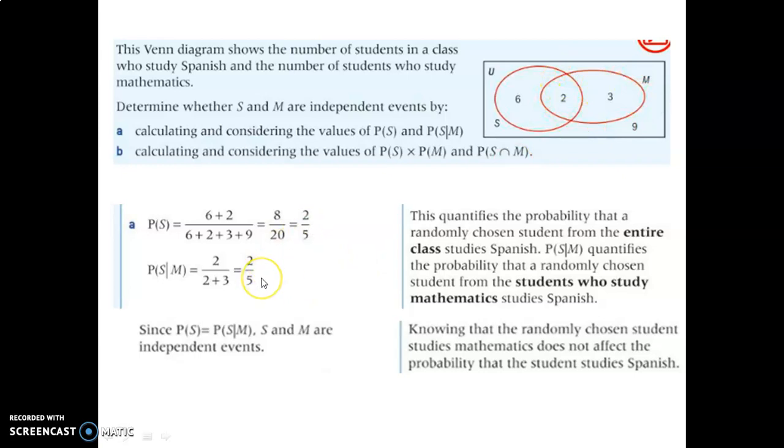Notice those are the same. So what does that tell you? If the probability of S is the same as probability of S when M has occurred, if those are the same, the events must be independent because the probability of S has not been adjusted after M occurred. So they must be independent. All right, try B.